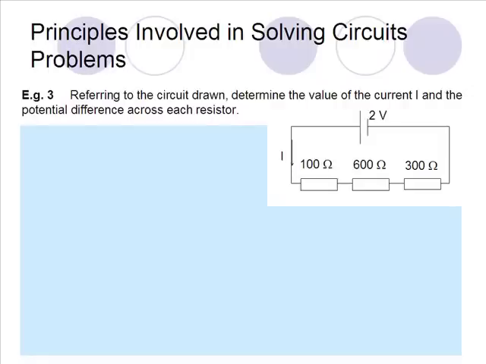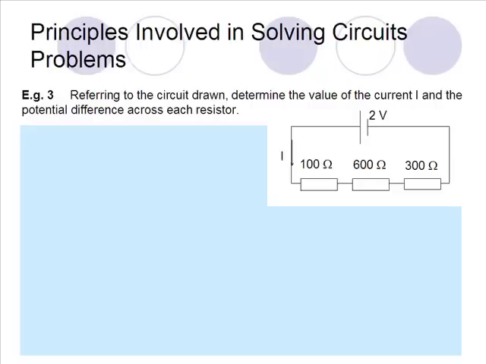I have it on my PowerPoint. Look at this diagram: a battery with EMF 2 volts, and resistances 100, 600 and 300 ohms. You want to find the current I inside the circuit. How to find it? Apply the formula we learned just now: E equals IR1 plus IR2, but there are three resistors, so plus IR3. Can or not? Yes, it can. Why?